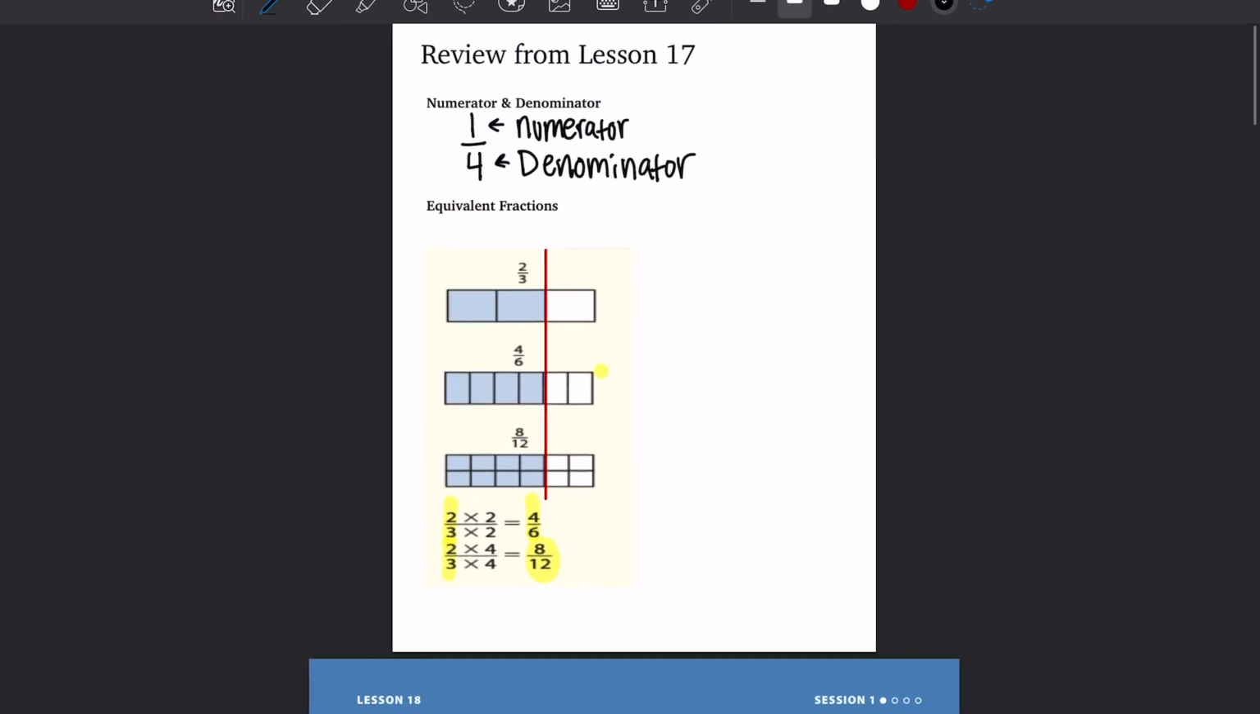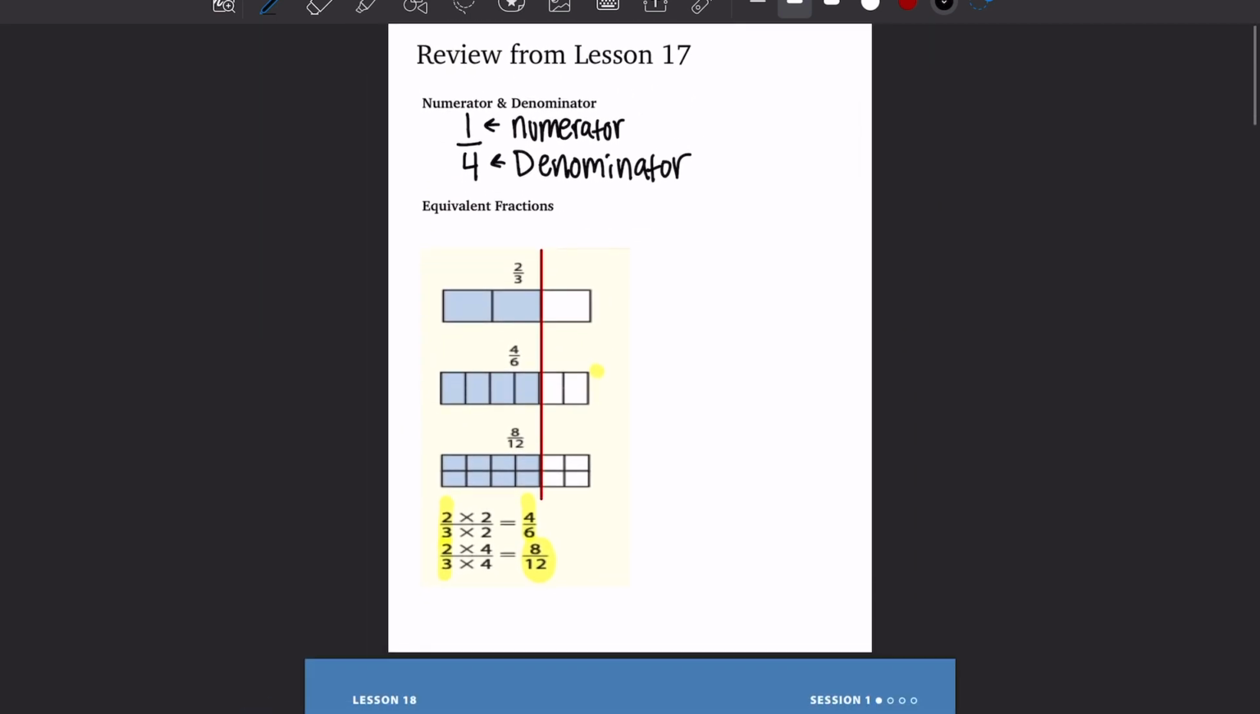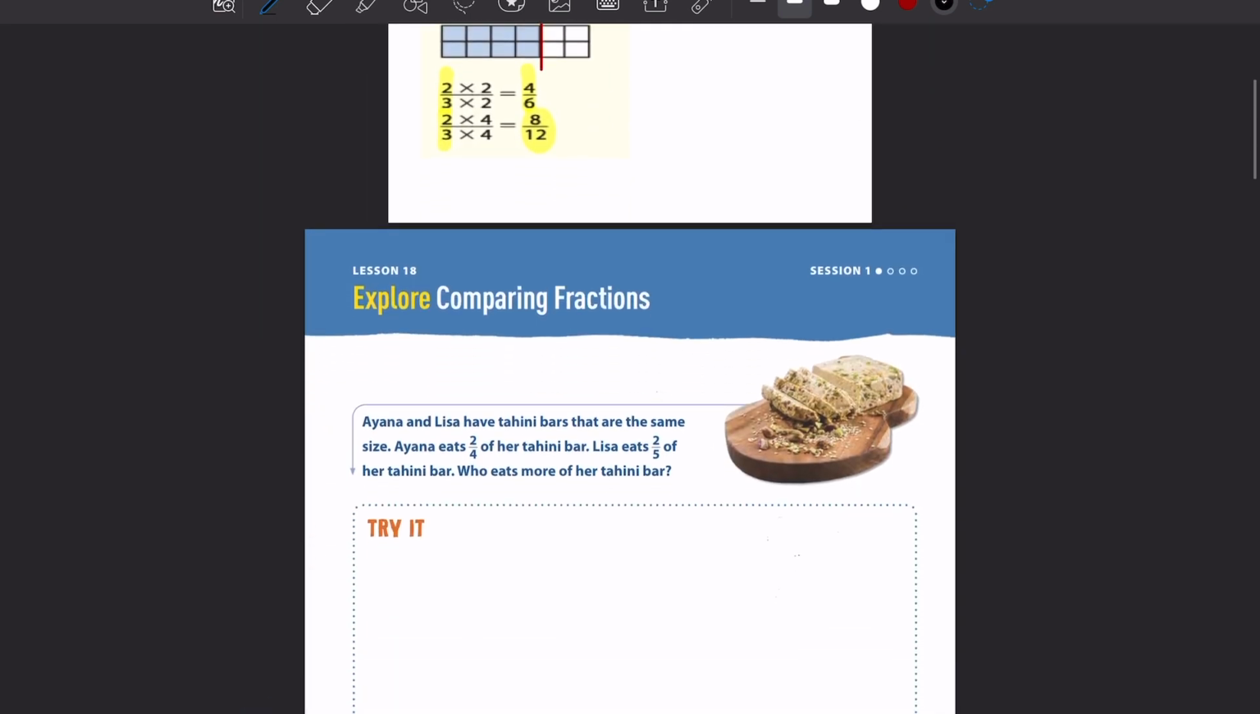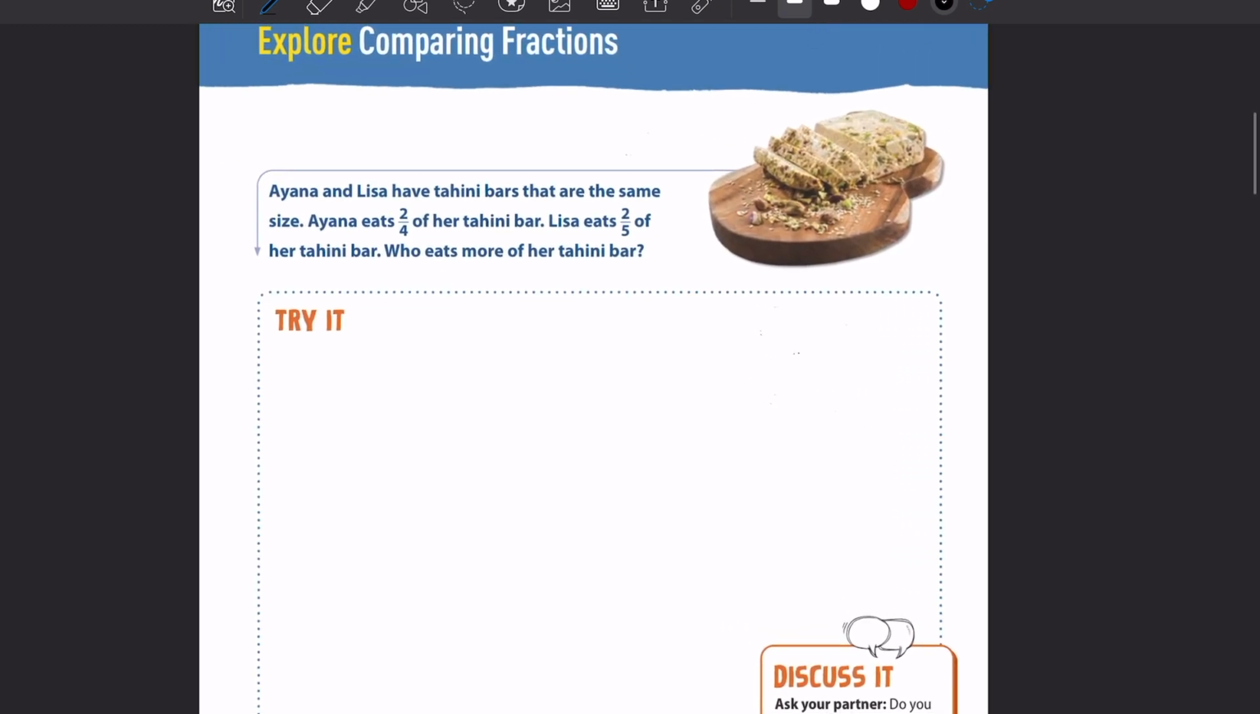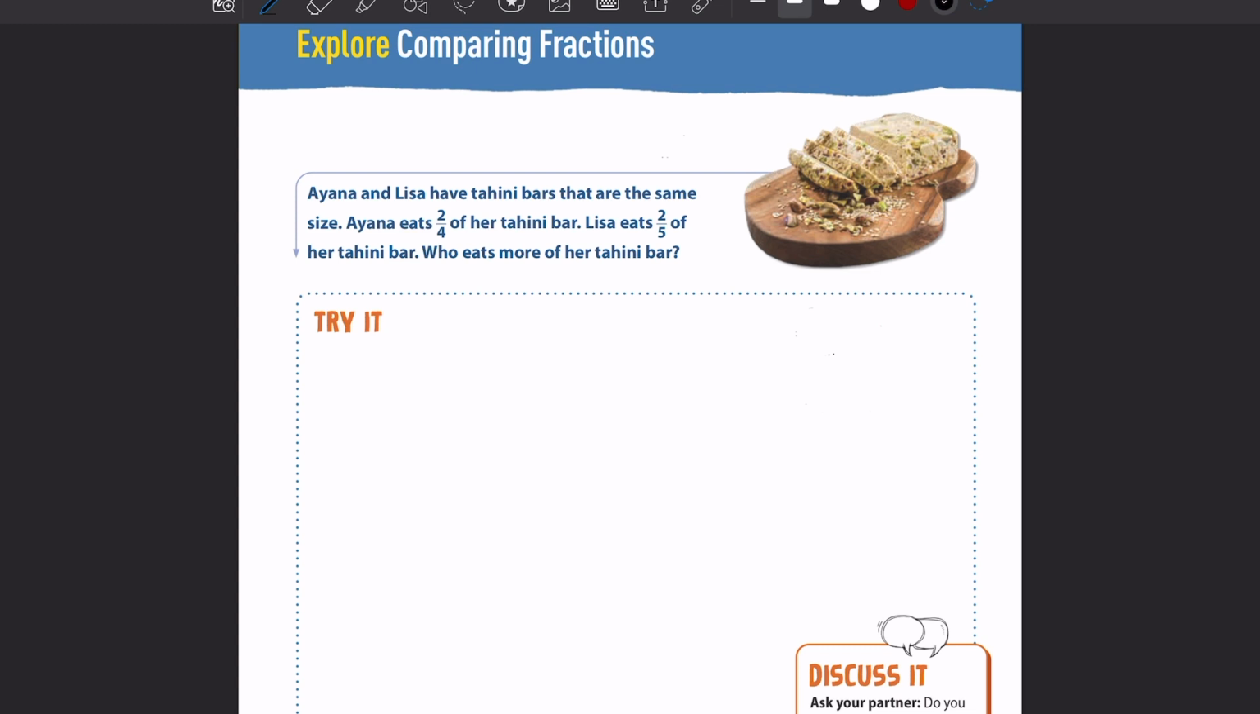So now that we have some of that review out of the way, let's look at lesson 18, which is comparing fractions. This first question says Ayana and Lisa have tahini bars that are the same size. Ayana eats 2/4 of her tahini bar, but Lisa eats 2/5 of her tahini bar. Now the question is asking, who eats more of her tahini bar?